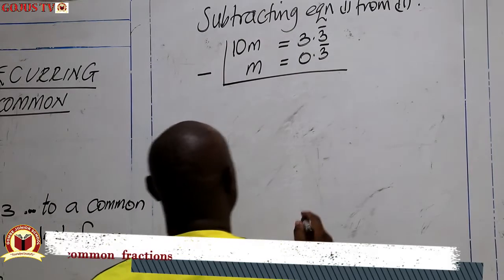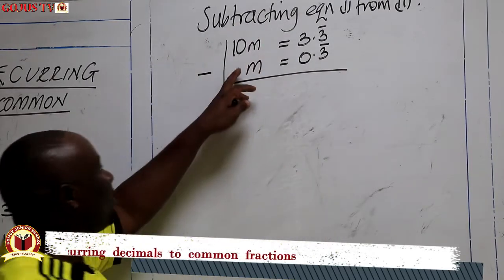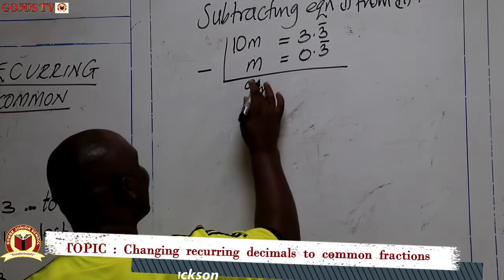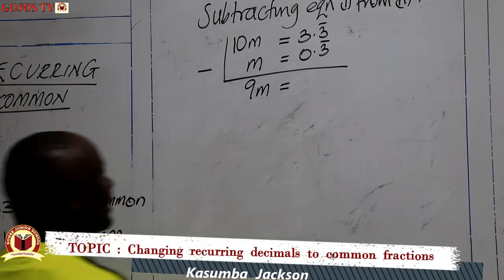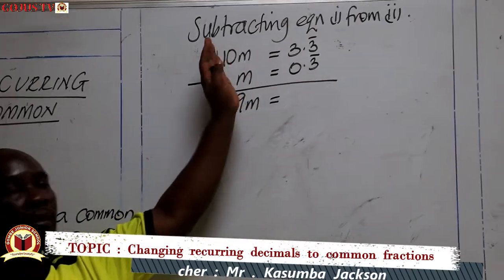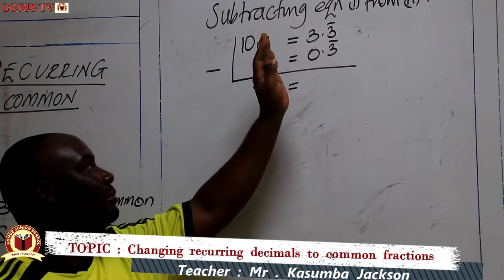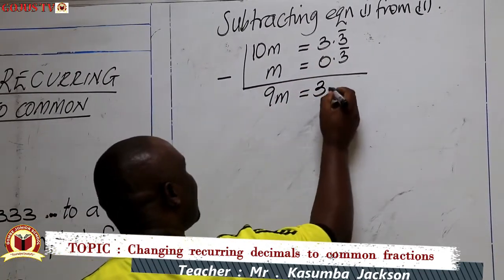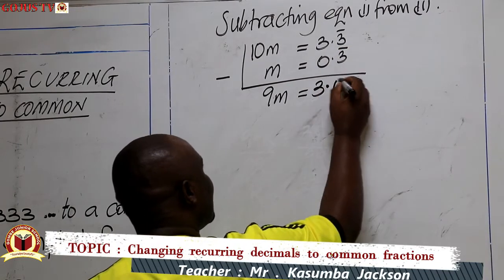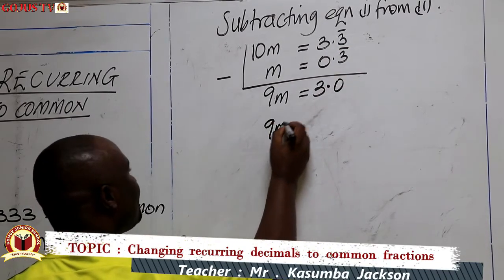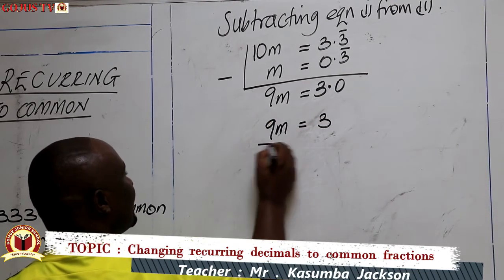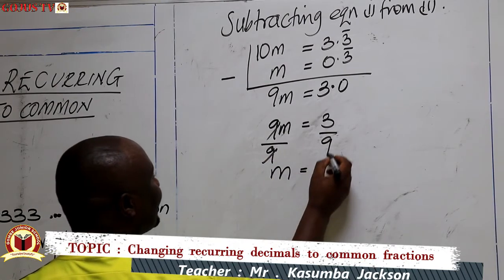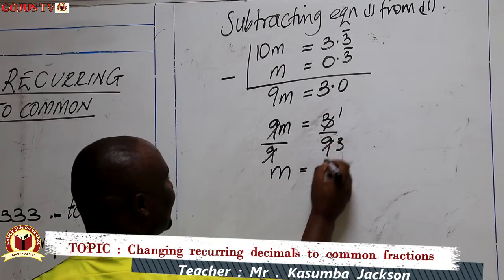We start on our left. I have 10 mangoes. I'm taking away only 1 mango. This gives me 9 mangoes, or 9m, if I take m for mangoes. Then on this side, we are subtracting from our extreme left, not like what we do in ordinary numbers. 3 take away 0 is 3, and the decimal point is replicated, then here a 0. So 9m is as good as 3. We shall divide both sides by 9, and we shall have m alone as 3 over 9, which is a third.